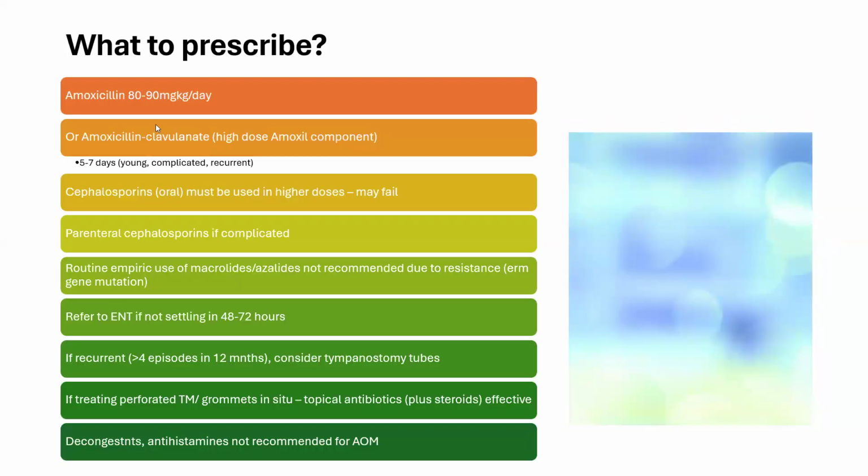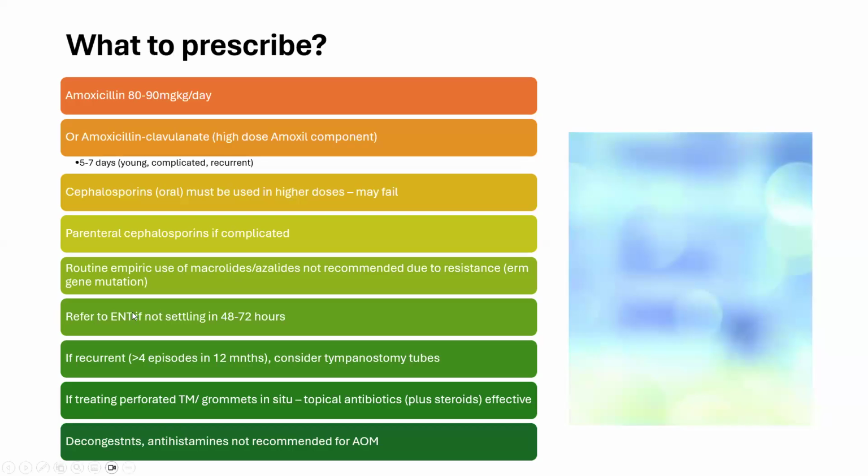Again, your choice will be very similar to rhinosinusitis: amoxicillin, possibly, quite often we use co-amoxiclav, amoxicillin-clavulanate. The course only needs to be 5 days if it's uncomplicated, but if they're younger than 2, or if it's complicated or recurrent, go for 7 days. Again, this desire to give everyone azithromycin is not recommended due to resistance concerns.